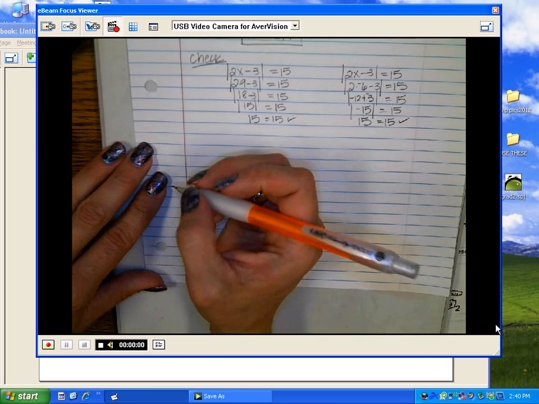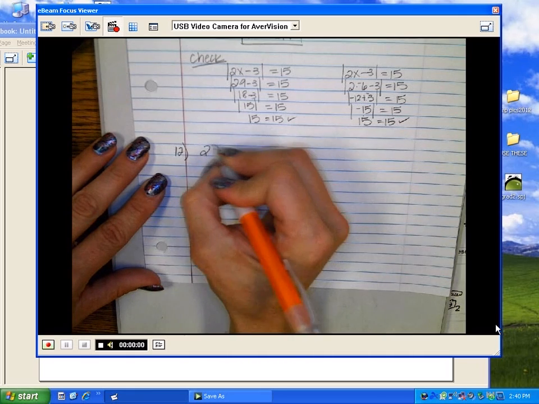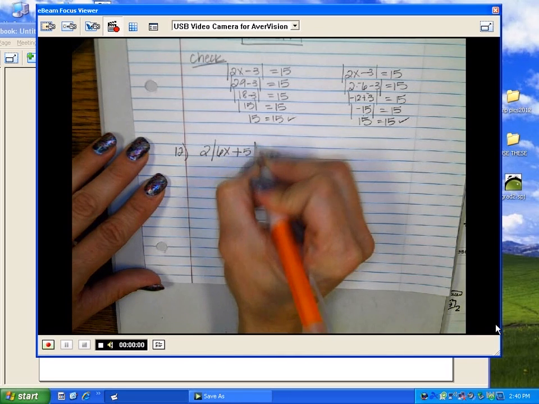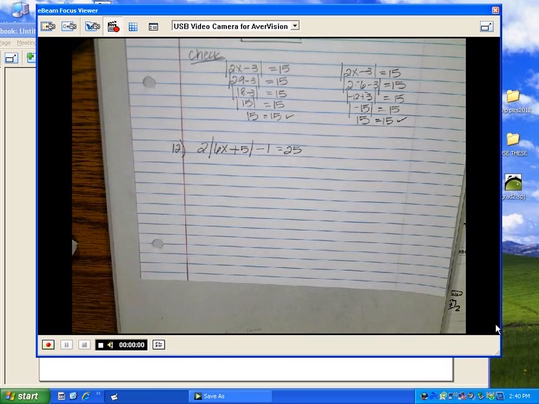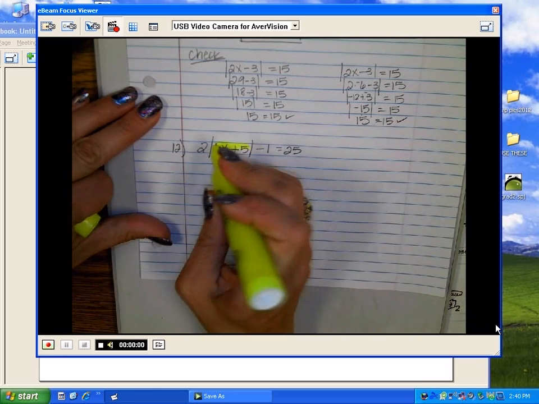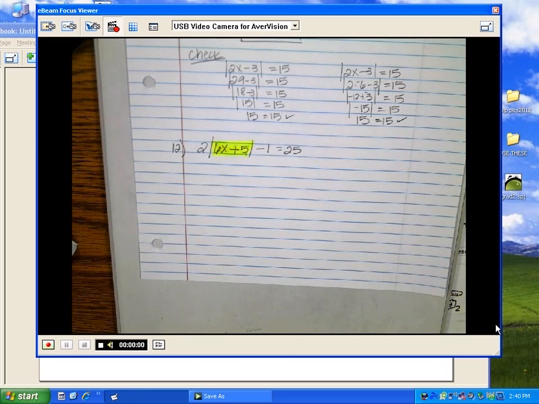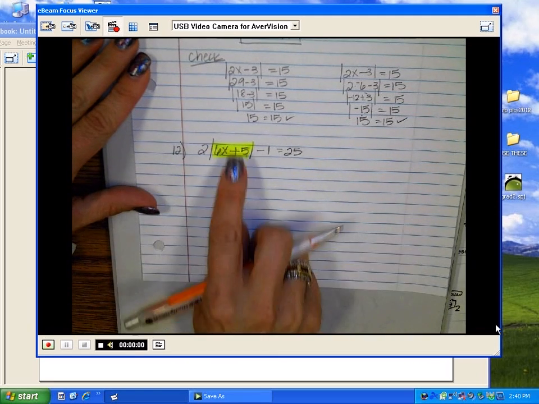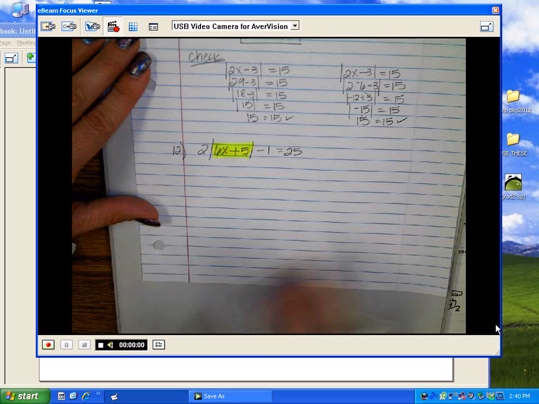So this one is number 12. And number 12 is 2 times the absolute value of 6x plus 5, minus 1 equals 25. Now, this is the thing that we want to get alone. This piece here. We need to know what it is. But I cannot distribute or add or do anything inside the absolute value symbols. I have to get that absolute value all alone. So we're going to treat the yellow box like my x, so that we can move the things away from it.